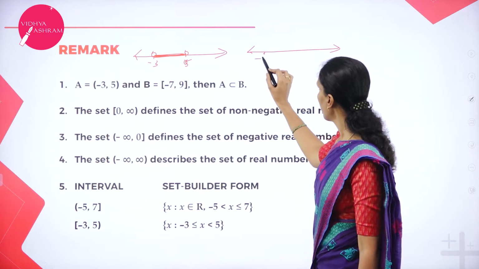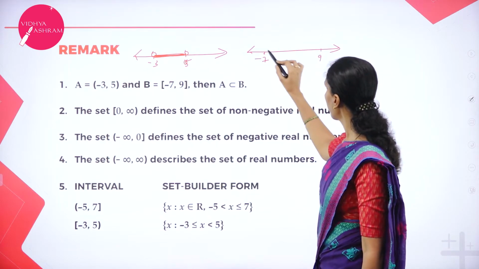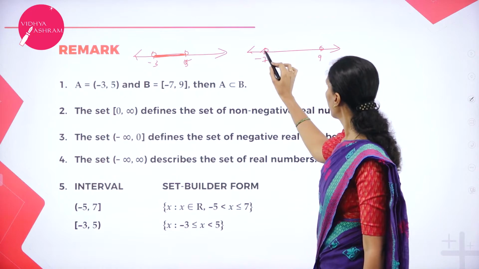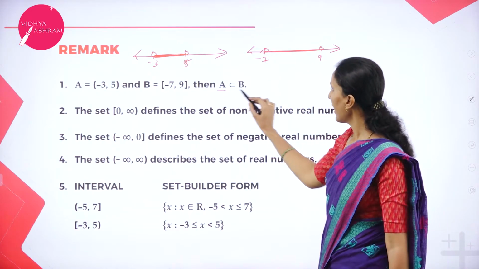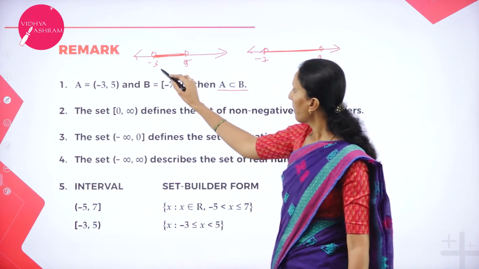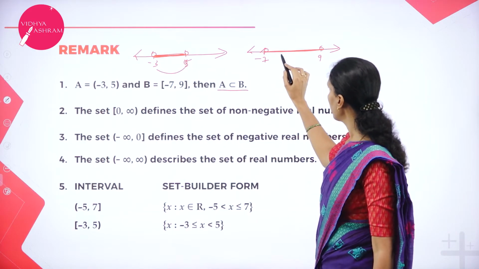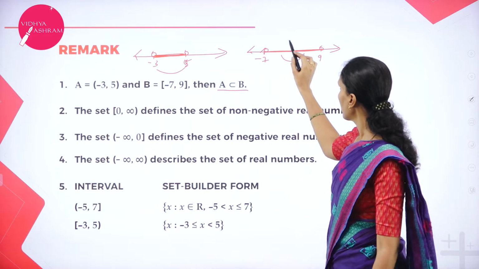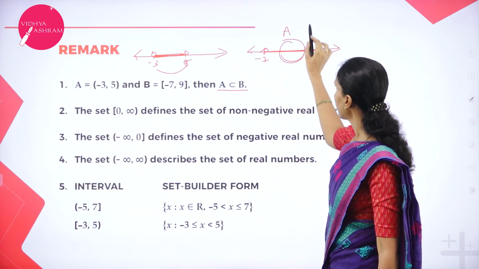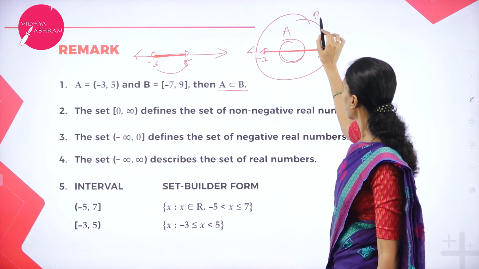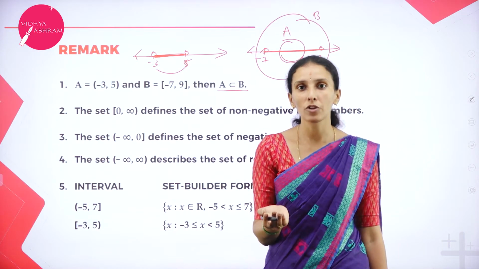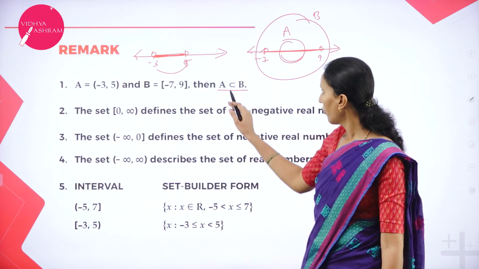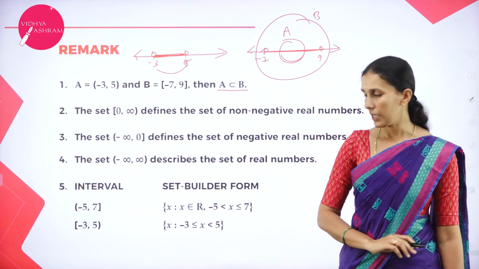Set B is from -7 to 9. All the elements from -7 to 9. Clearly we can say A is a subset of B because -3 and 5 come in between here. So here you have a set A inside set B. That means you have all the elements of A in B. So therefore A is a subset of B.